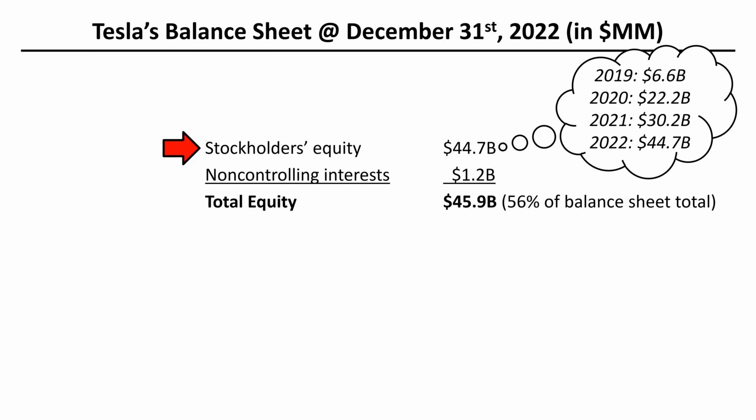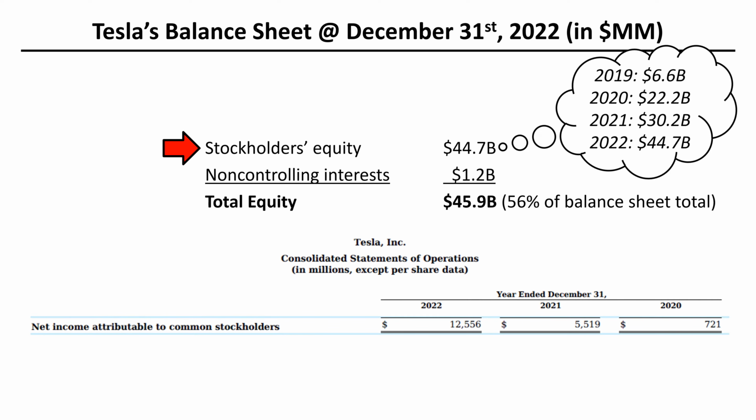In 2021 and 2022, the main inflow into equity came from the profitability of the company. As the Tesla income statement shows, $5.5 billion and $12.6 billion of net income. As no dividends were paid and no share buybacks occurred, all of this net income was added to retained earnings in the equity section of the balance sheet, making total equity a stunning $45.9 billion, or 56% of the balance sheet total, at year-end 2022.